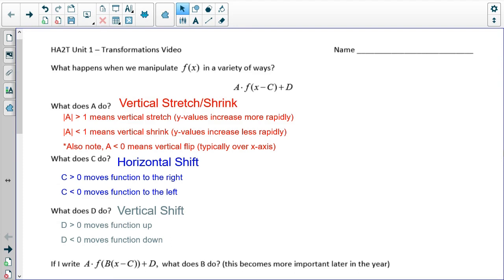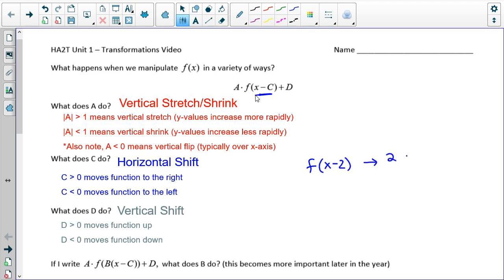C is a horizontal shift, and d is a vertical shift. So they move functions right, left, up, or down, respectively. Now, one more time, I want to point out that in this case, we have f of x minus c. So for example, if I have f of x minus 2, this actually means I'm moving 2 to the right. So that means c is positive in this particular case.